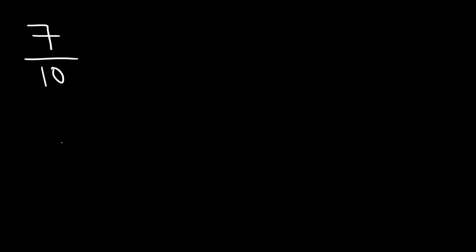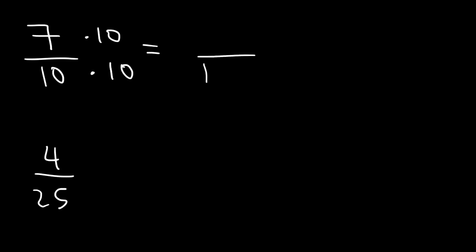Convert these two fractions into a percentage: 7 out of 10 and 4 over 25. Now for the first example, in order to get a denominator of 100, we need to multiply the top and the bottom by 10. 10 times 10 is 100, 7 times 10 is 70. So therefore this corresponds to a percentage of 70%.